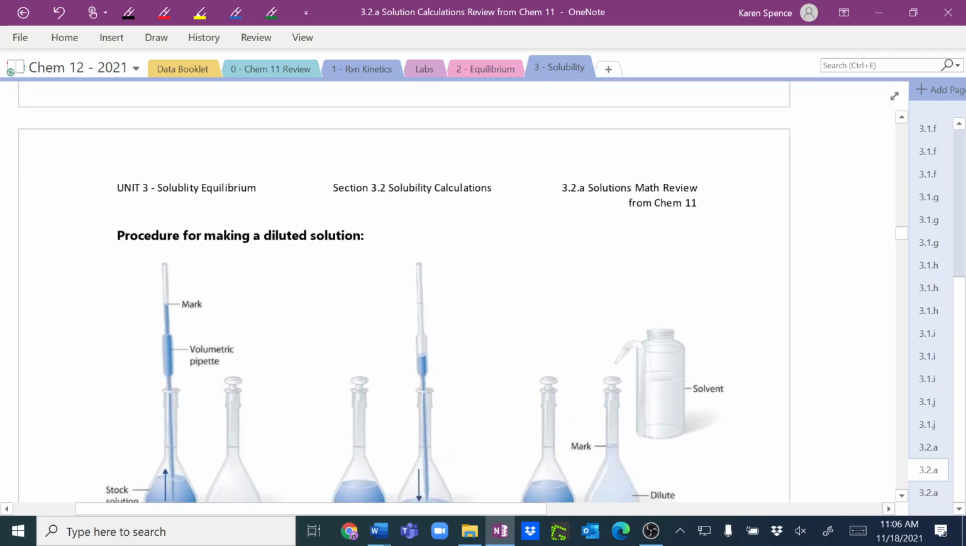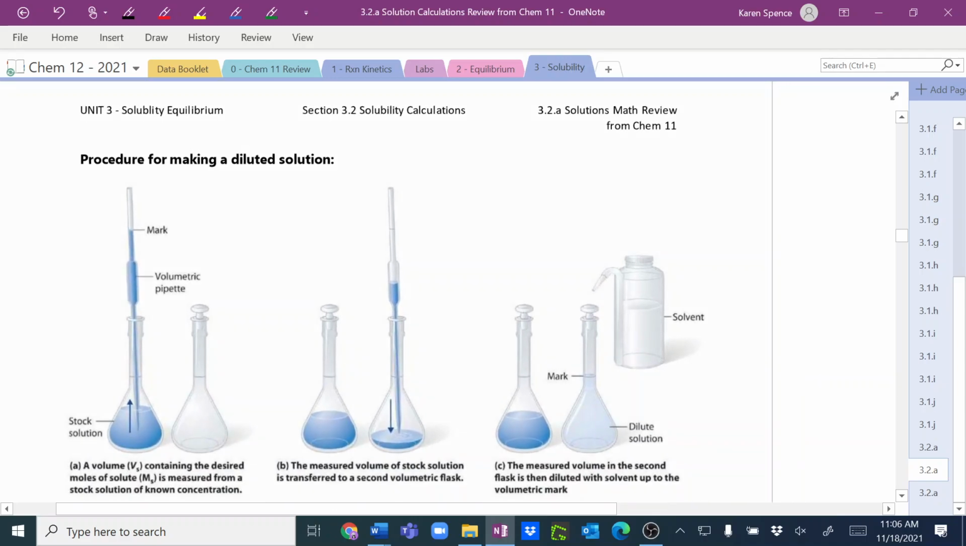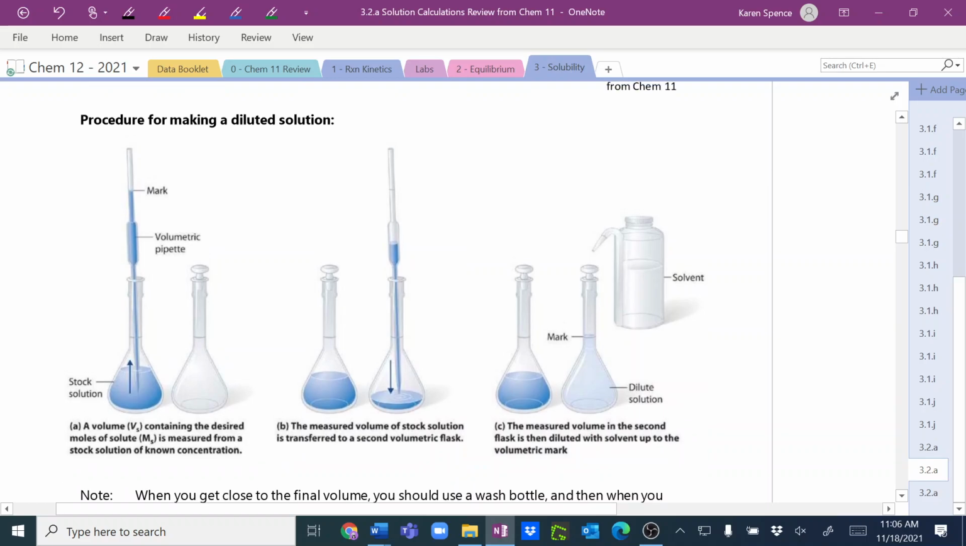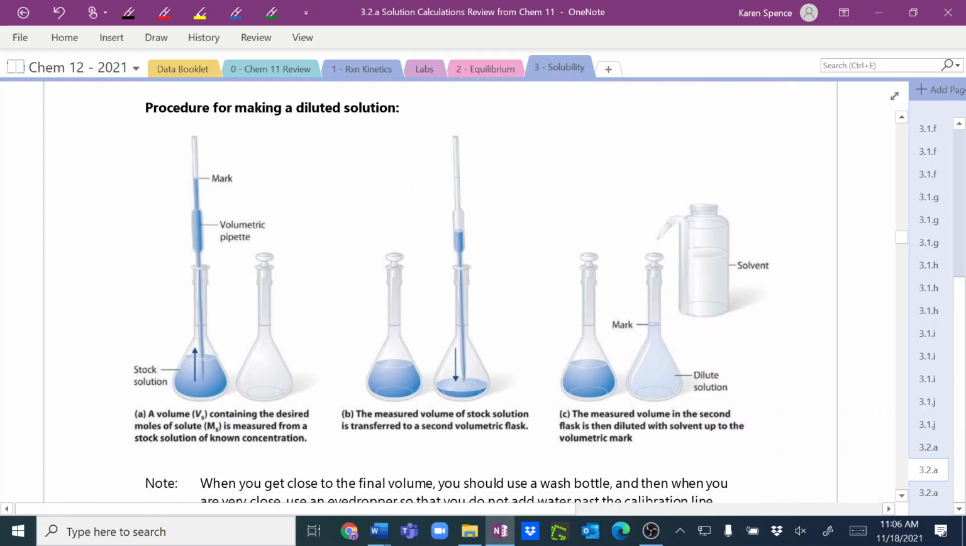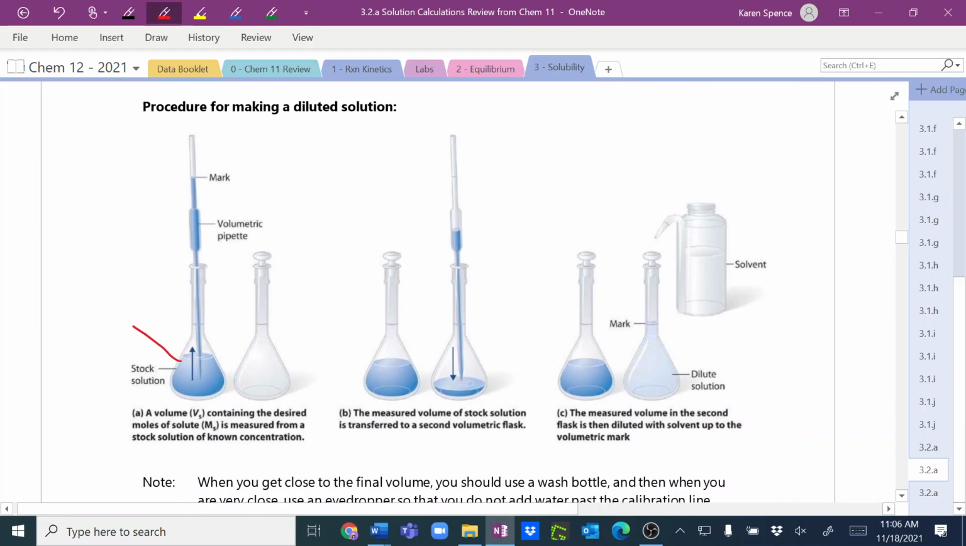Oh, I did want to, so if you've been working ahead, you might want to just pay attention for this. This is the procedure for making a diluted solution. So what would this actually look like? Well, here is my concentrated stock solution. Okay? And I'm going to measure out a small amount, whatever I've calculated.